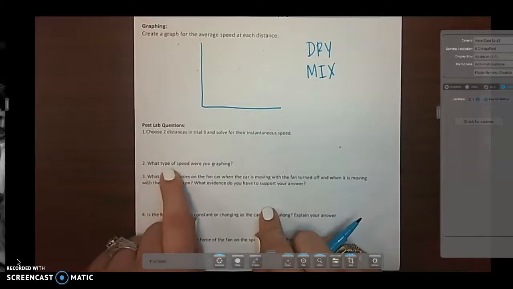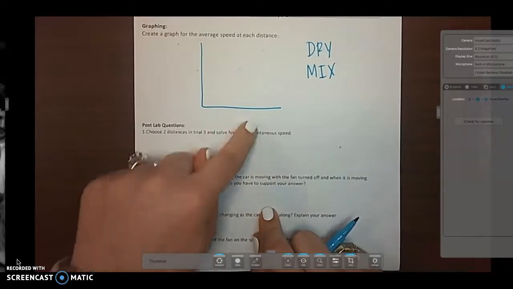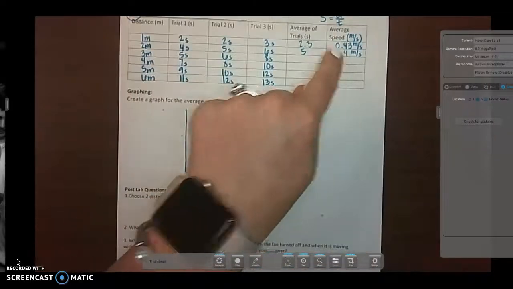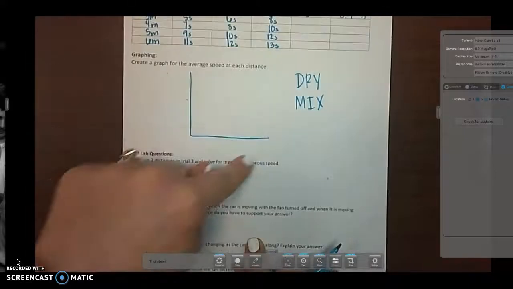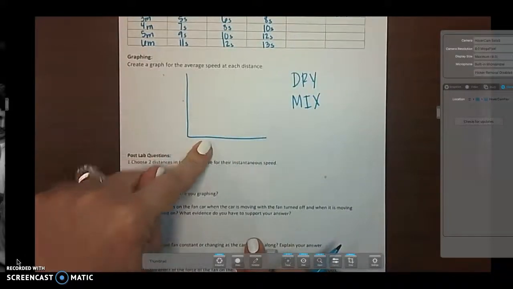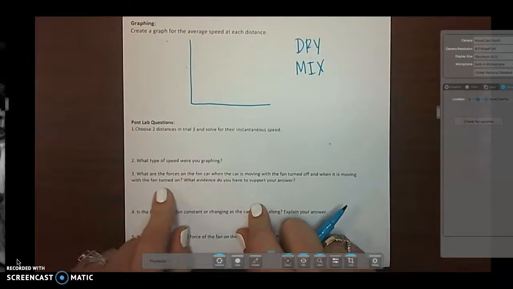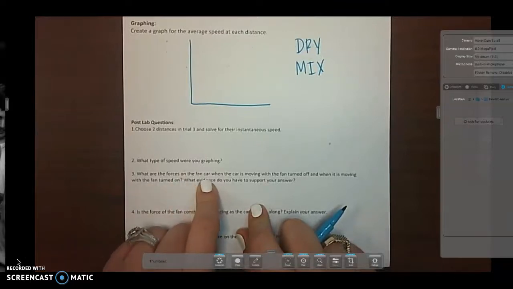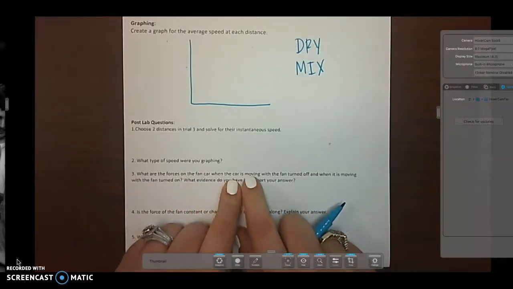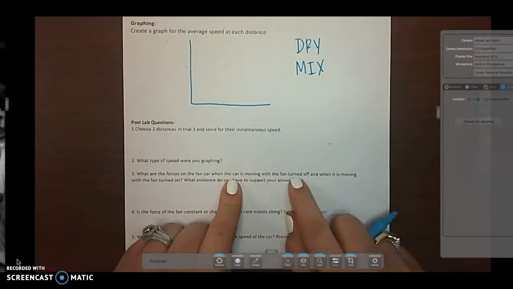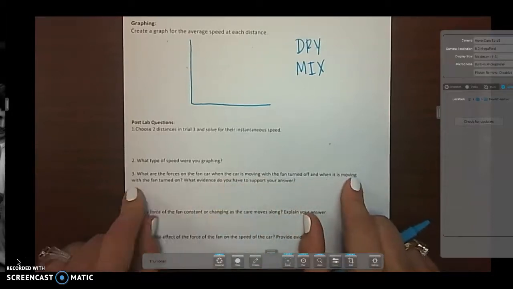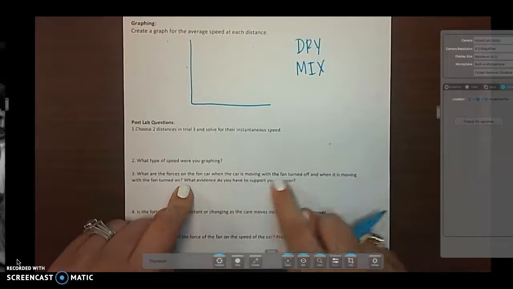Then number 2, what type of speed are you graphing? So you're doing average speed and distance. So what type of speed are you graphing here? And that's your answer for number 2. Number 3, what are the forces on the fan car when the car is moving with the fan turned off and when moving with the fan turned on? What evidence do you have to support this answer?